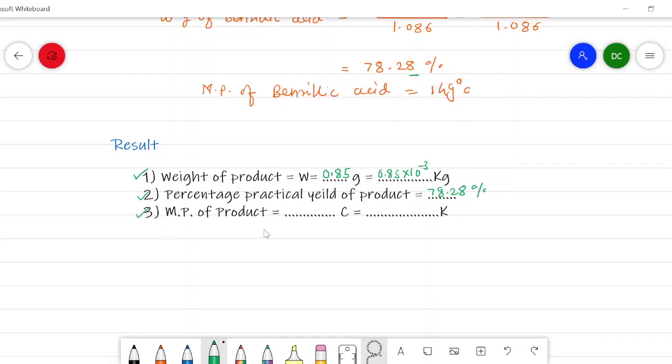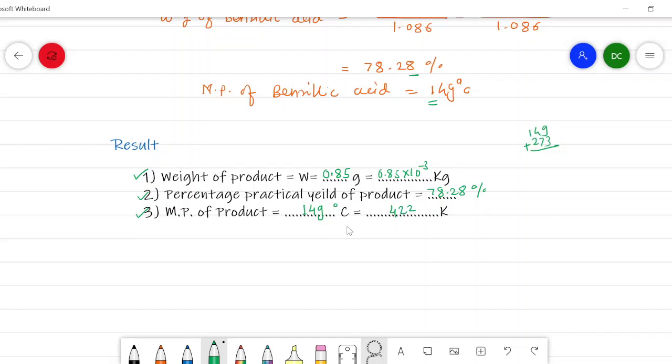Then finally MP of the product. We have taken the melting point and it is around 149. So I will write here 149 degrees Celsius and it should be converted into the Kelvin. So we have to write 149 plus 273 and which is found to be 422.